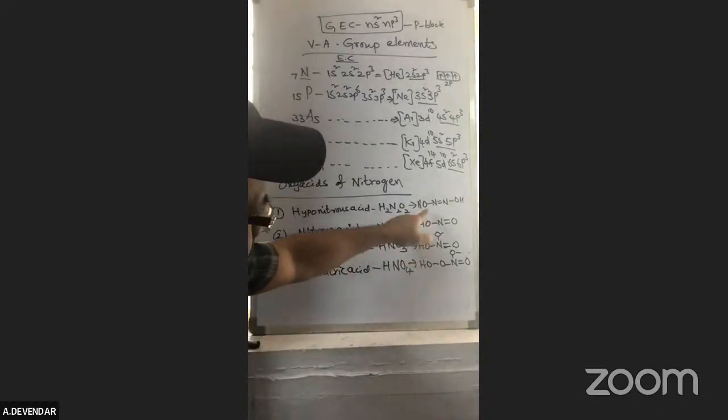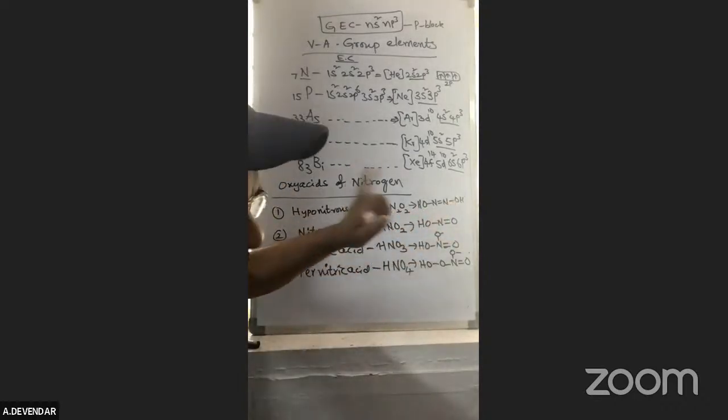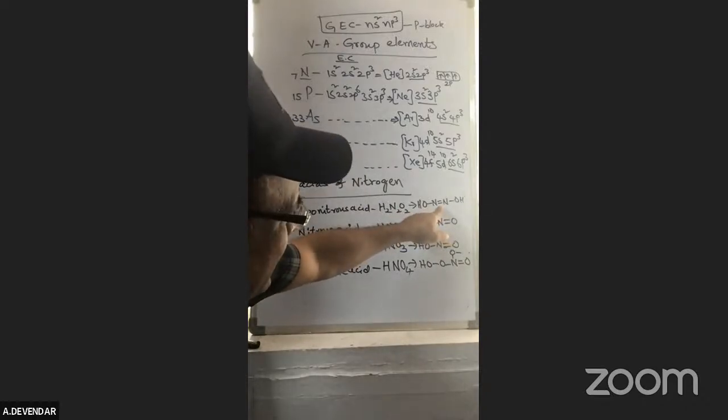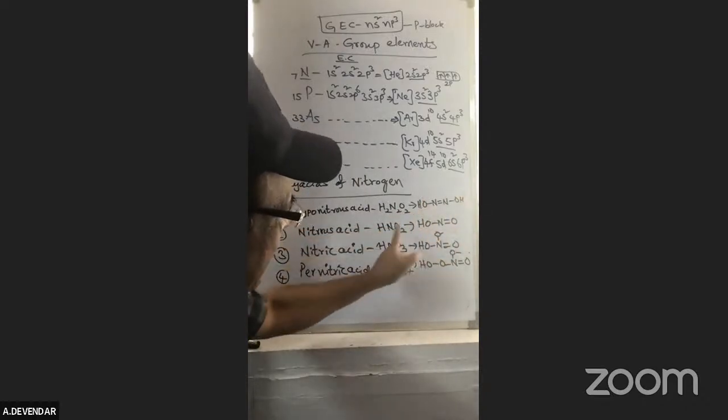What do you do here? See, this is a dimeric form. That's why you are getting this one. In between, the double bond is there, and an OH group is there. Here, OH is there.